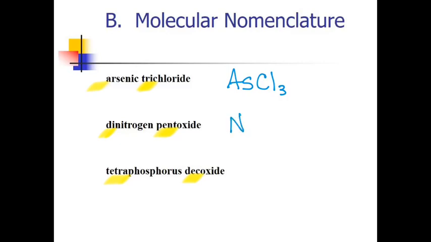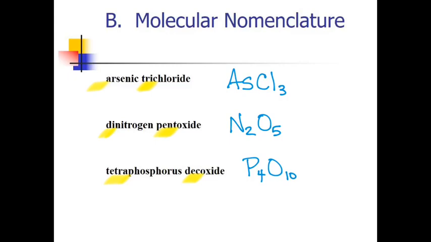Dinitrogen, the 2 comes from the di, pentoxide. The 5 comes from the penta. And then tetraphosphorus, phosphorus, there's tetra, so that's 4. Oxide, deca is 10, so P4O10.